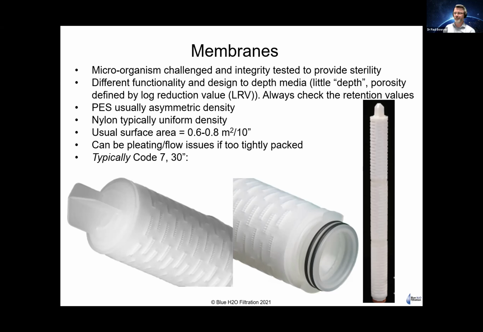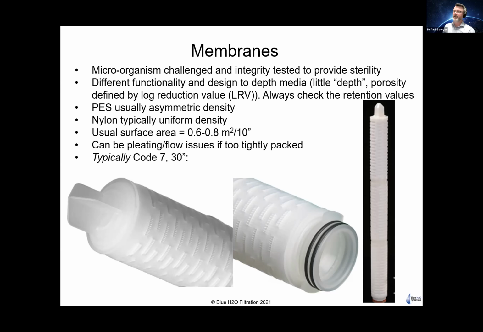Usually you find just under 1 metre squared per 10-inch segment, so that means the pleating is fairly tight. But if you go too tight in the pleating of a filter and try and pack too much area in there, then you can actually restrict the flow. Typically the most common format you see is called Code 7 30-inch. And what that means is it's a 30-inch filter, 3 10-inch segments that are thermally welded together. Code 7 refers to the end cap. So spear on top, double O-ring on the bottom with 2 locking lugs.